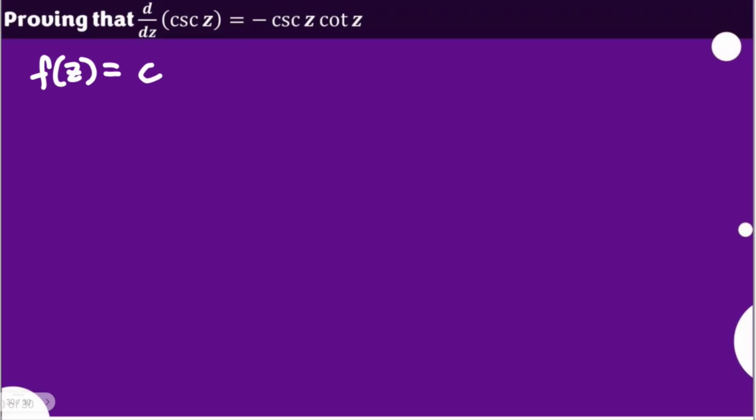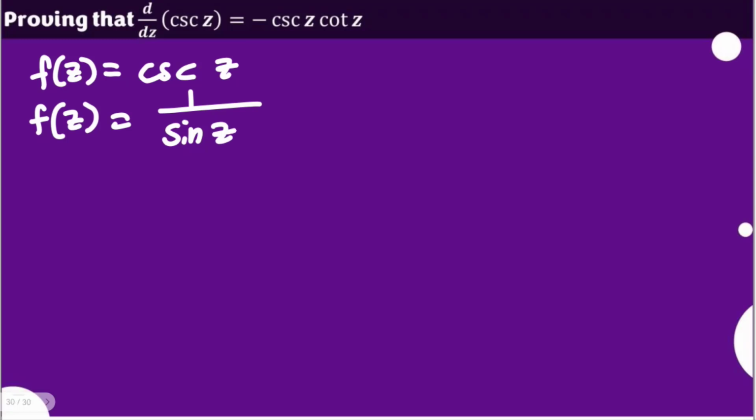Identified as cosecant of z. Now, we will be using here the rule on differentiating a quotient of functions. Yes, quotient, because our function can be written as 1 over sine z. And it's a function, this will be our denominator, that's our numerator. Here, let's not use the definition because it will take us a lot of time.